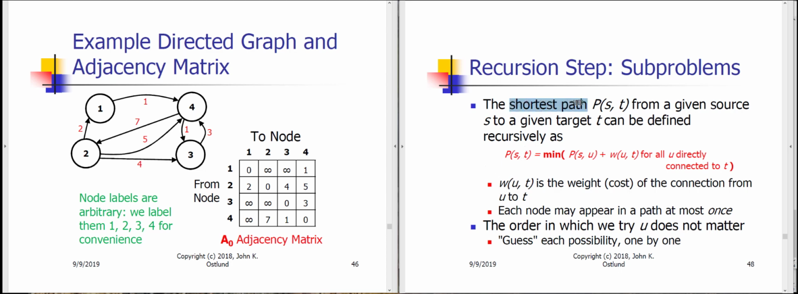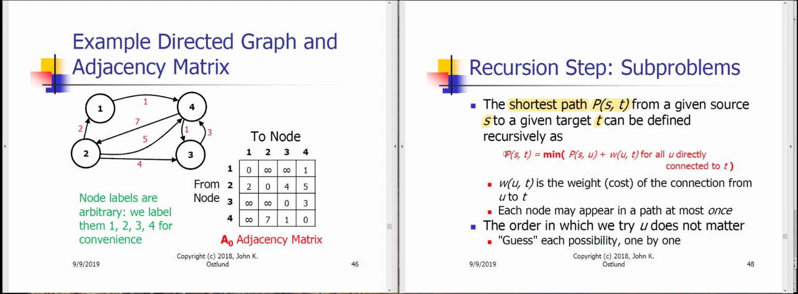All right, so here is a recursive algorithm that computes the shortest path, P of S and T, given some source S and some target T. We know that the shortest path from S to T is going to involve looping or iterating over all of the nodes that are directly connected to the target that we're trying to reach. Okay, so let's pick node 1 and node 3 as an example.